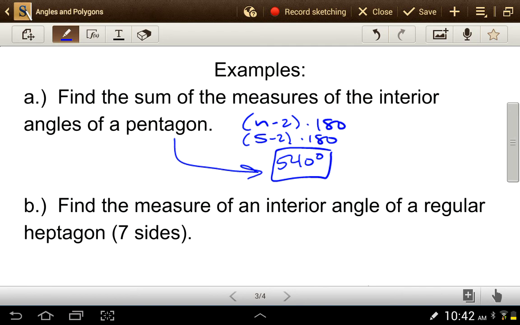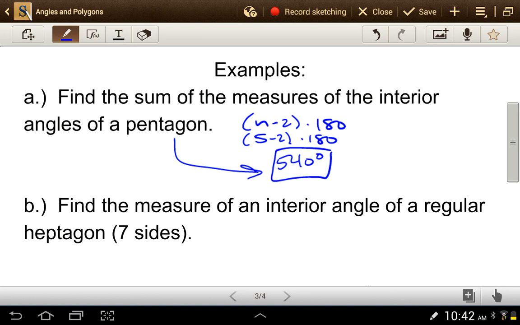Okay, doesn't matter what the pentagon looks like. It could be a regular pentagon. It could be an irregular pentagon where the sides and the angles aren't all the same. They all add up to 540 degrees. Okay, and again, these are for convex shapes. It gets a little more sketchy when we're using concave shapes.